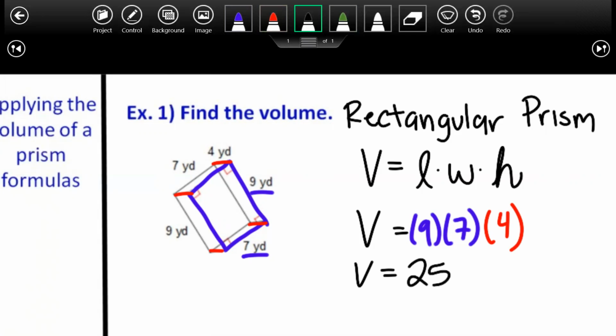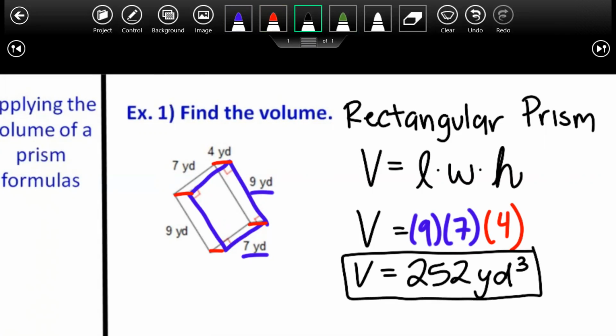252. Is that good enough? No. We need the unit of measurements. Yards cubed. So for rectangular, will it always be cubed? Always be cubed. Any volume will be cubed. Surface area is squared. Distance or length will be single, with an exponent of 1. Okay. So let's try another problem.